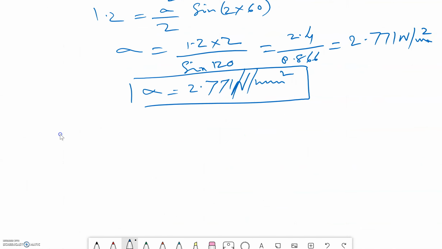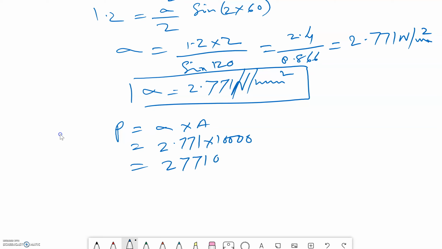Now he's asking you to find out the maximum axial force, P. Now P is nothing but stress in the direction times cross-section area. So your stress is 2.771 times 10,000. That gives you 27,710 newtons, or 27.7 kilonewtons.